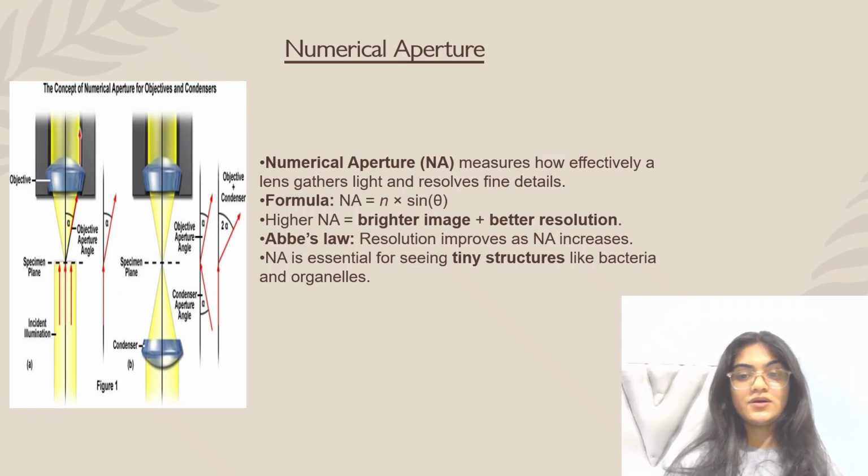Numerical aperture, or NA, measures the ability of a microscope lens to collect light and resolve fine details. It depends on the refractive index of the medium and the angle at which light enters the lens. A higher numerical aperture allows more light to enter the lens, producing a brighter and sharper image. Therefore, numerical aperture plays a key role in improving resolution in light microscopy.